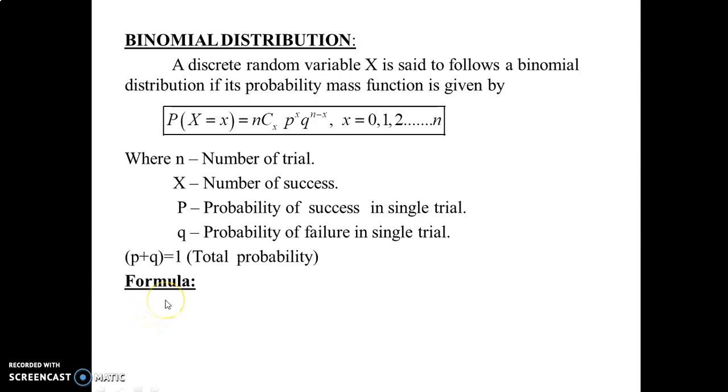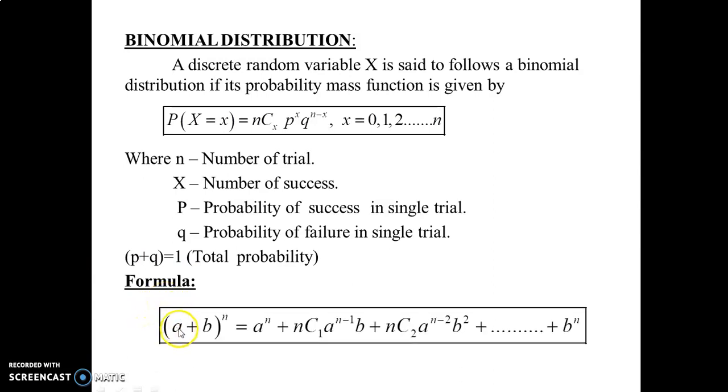The basic formula: (a + b)^n = a^n + nC1 a^(n-1) b + nC2 a^(n-2) b^2 + etc. + b^n.